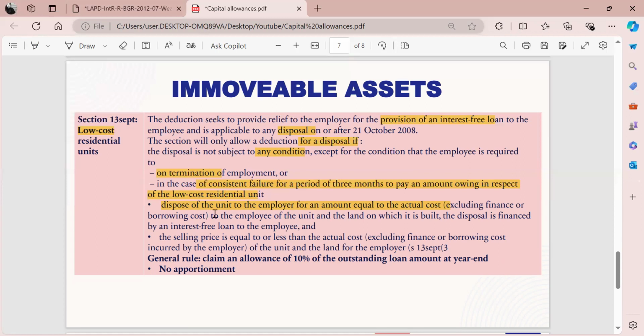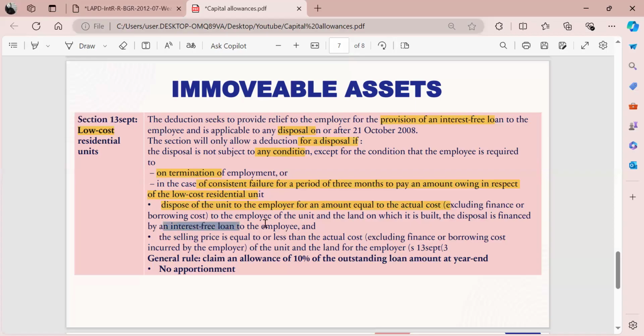Sorry, guys. Dispose of the unit to the employer for an amount equal to the actual cost, excluding finance or borrowing costs to the employee of the unit and the land on which it is built.